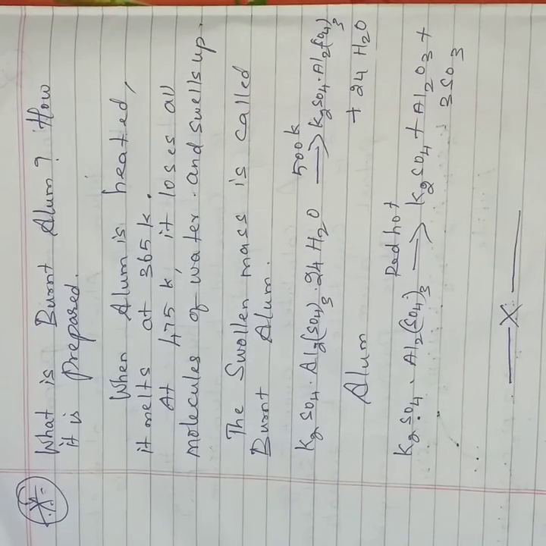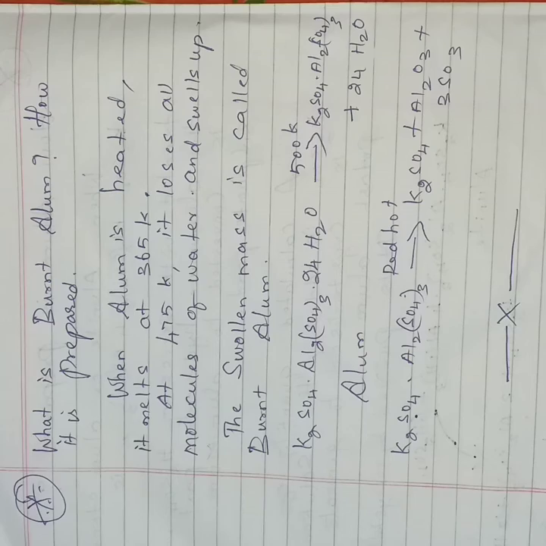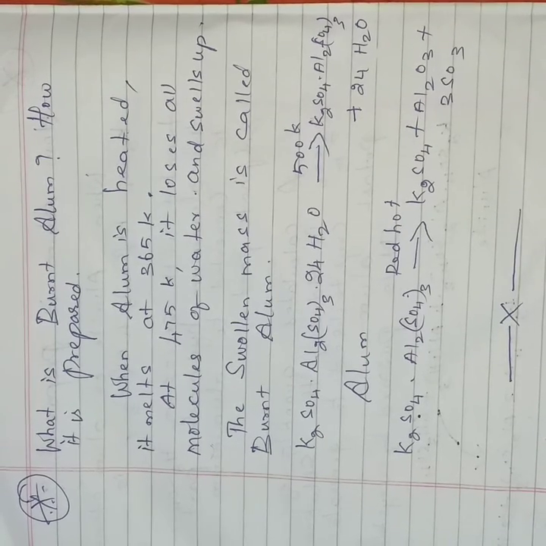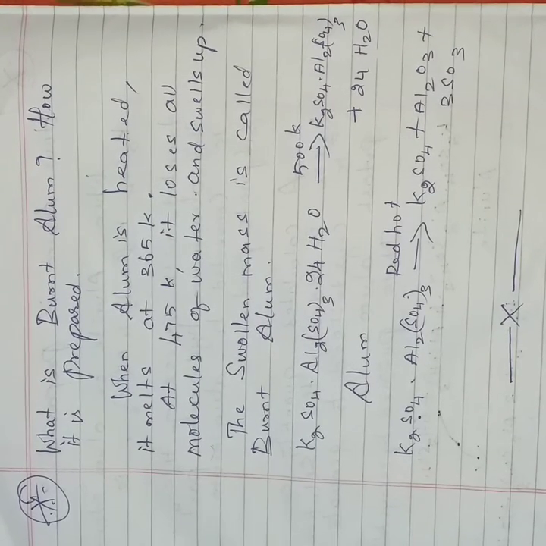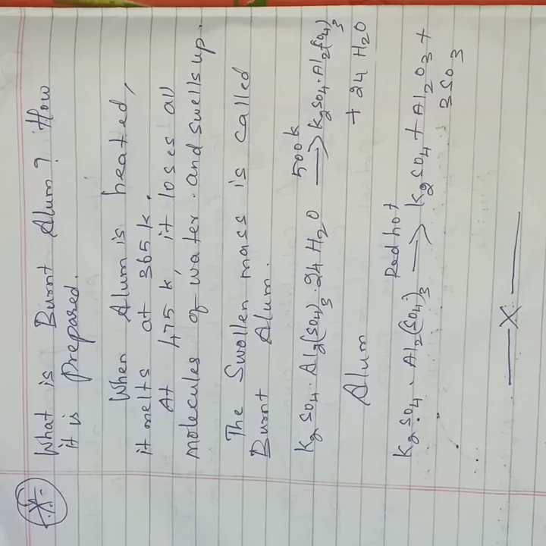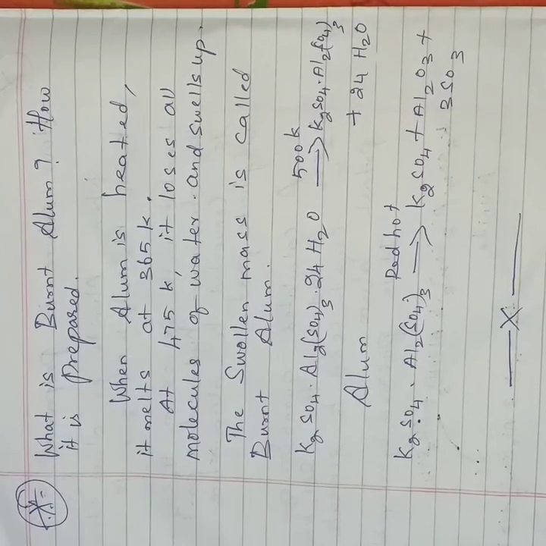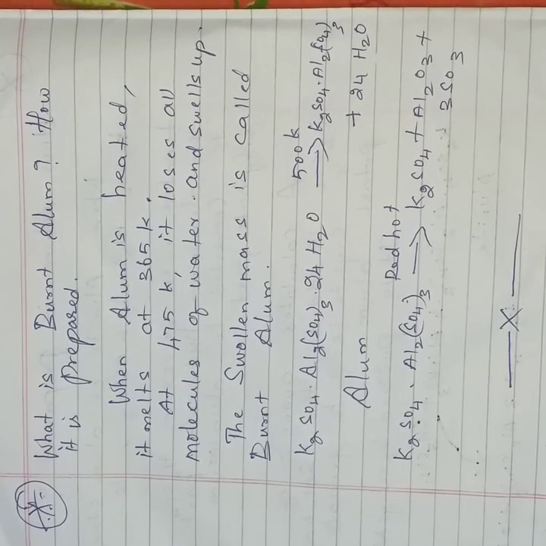So far, children, we have discussed the compounds of boron, that is boron trifluoride preparation, properties, uses, and aluminium compounds, that is aluminium chloride preparation, properties, uses. And the last topic is alum: what is alum, how it is prepared, what are its uses, and what is burnt alum.